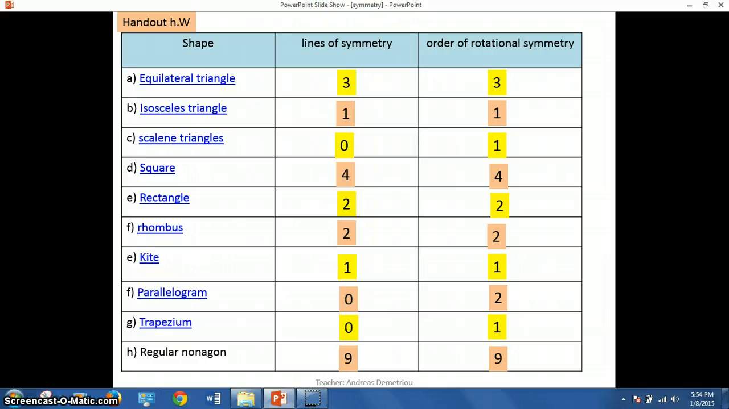So what we spot here is that if there is at least one line of symmetry, that number will match exactly with the order of rotational symmetry. But because the lines of symmetry can also be 0, while the rotational symmetry can never be 0, this doesn't have to be always the same. But if there is at least one line of symmetry, it will be exactly the same as the rotational symmetry.